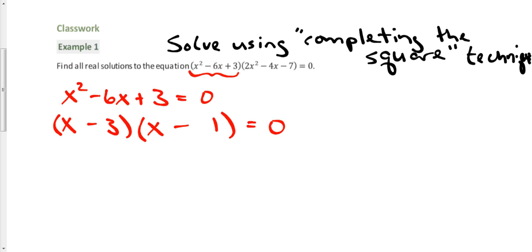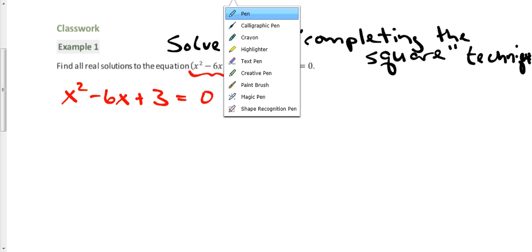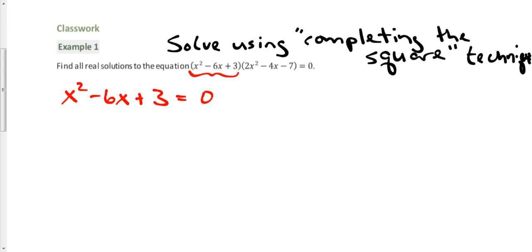And when I look at this, does this equal this? Negative 3x minus x gives me negative 4x. So I can't factor this expression, and I need to come up with a different solution. One of the solutions that I've come up with is called completing the square. And this is funky.